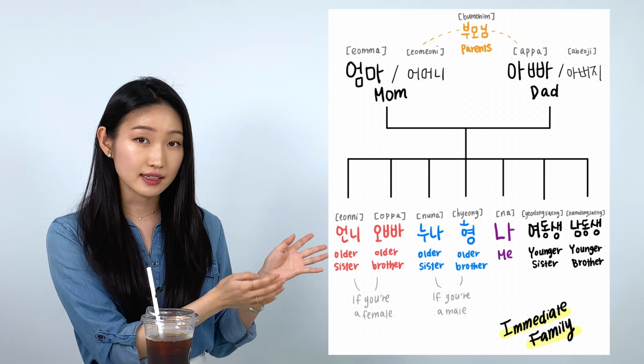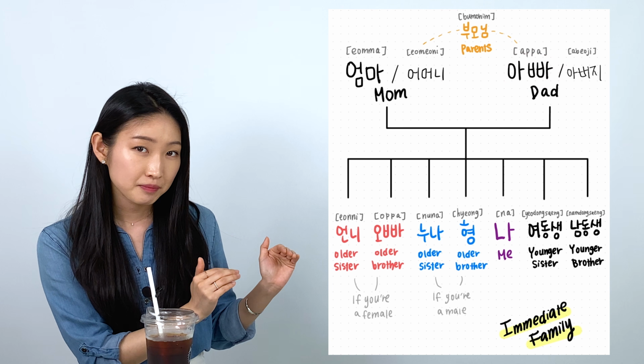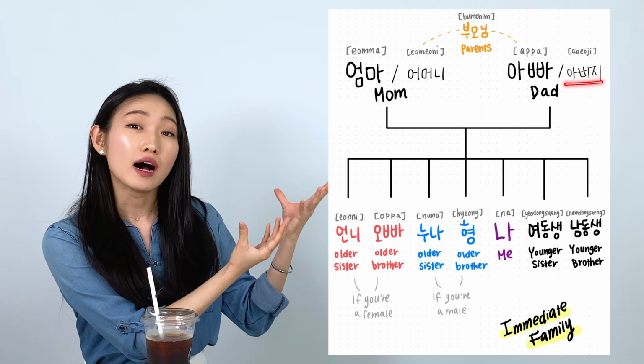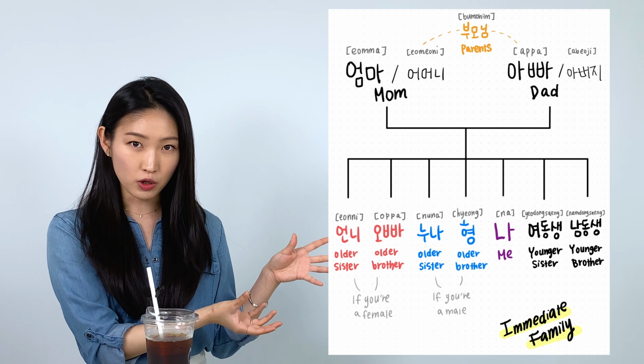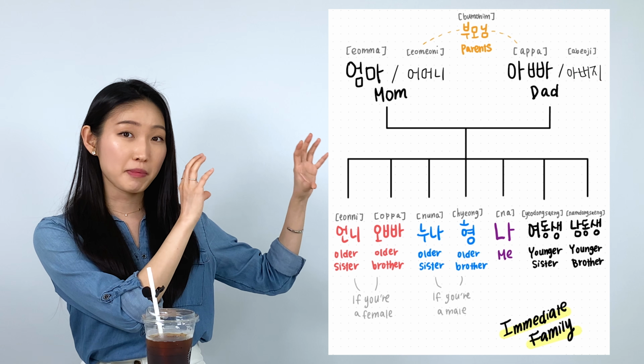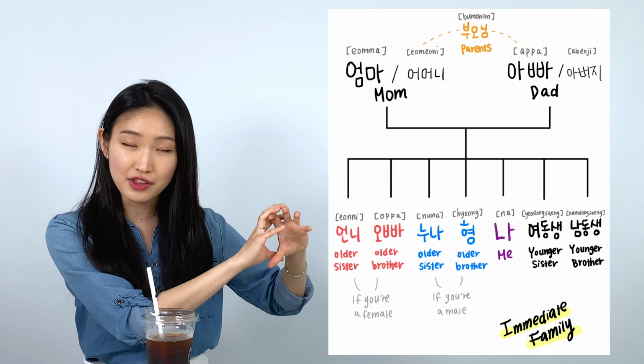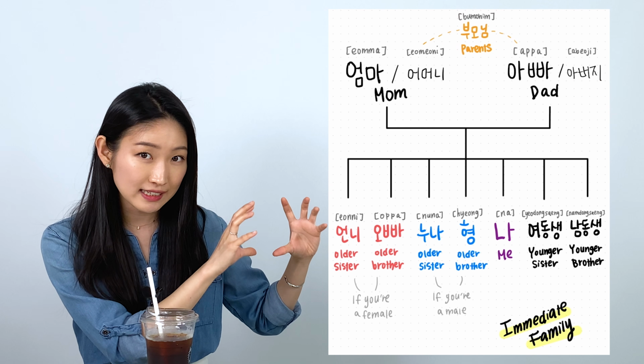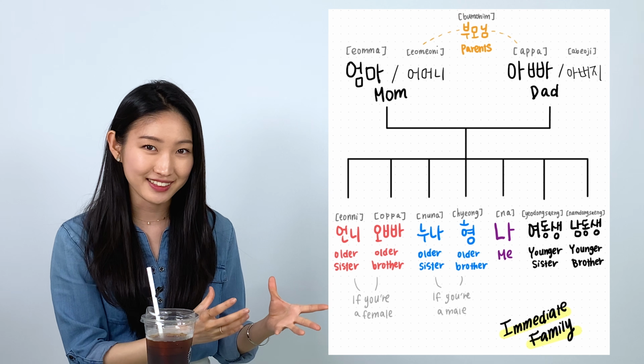Onto the dad is 아빠, casual, 아버지, formal. So we are done with the parents and combine them together. They become 부모님, which means parents.